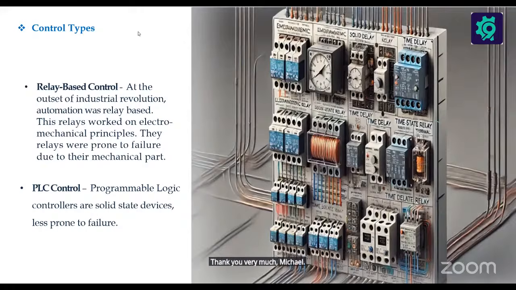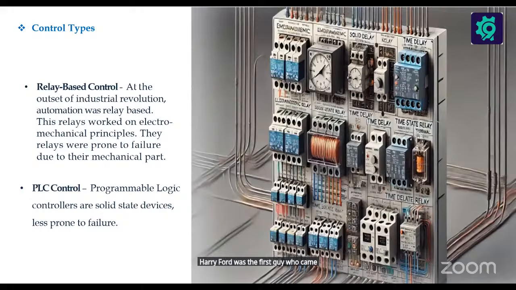So that shows that we have people in the call who are following. So in terms of control types, we have relay-based control, we have PLC control. And I mentioned earlier when I was showing the history of industrial automation, that Henry Ford was the first guy who came up with it.